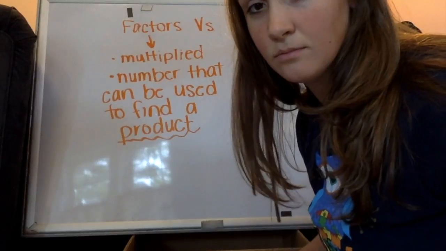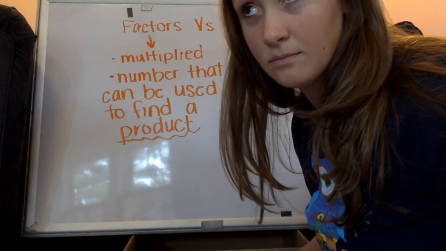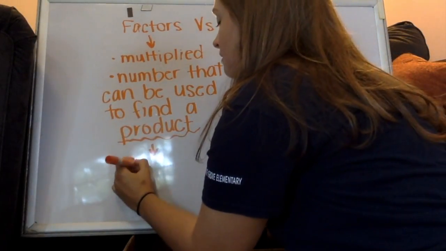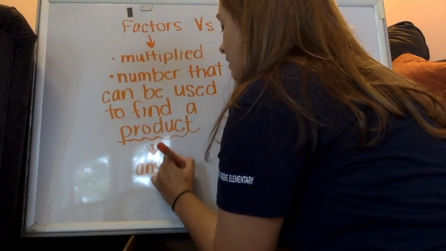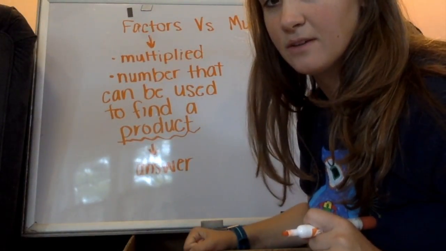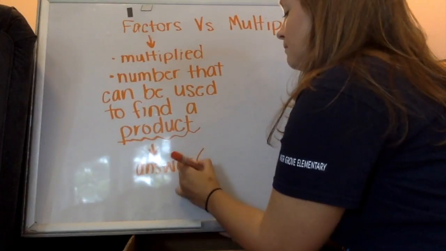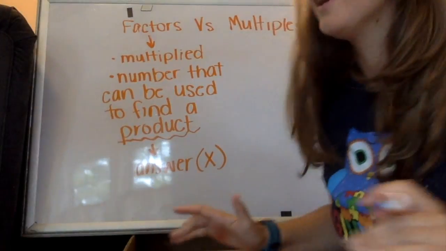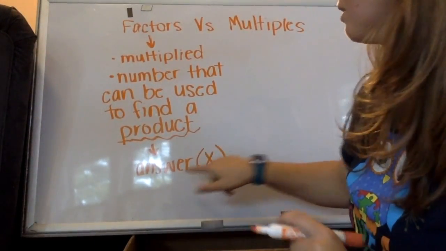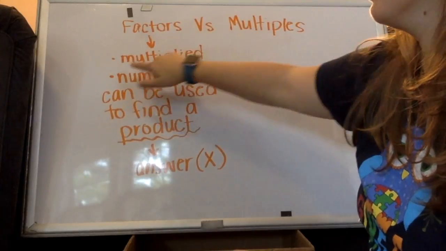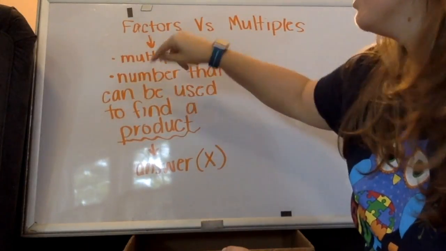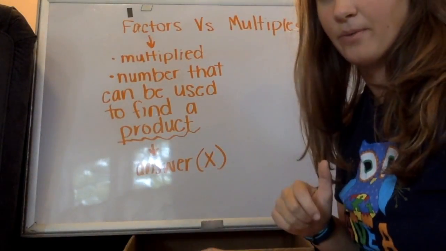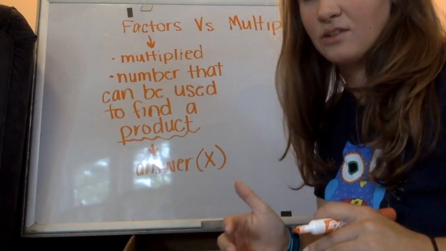What does that mean again? The answer. A product is an answer. But it's an answer to what sort of question specifically? A multiplication problem. Good job. Okay, so a product is an answer to a multiplication problem. And factors are the numbers that are being multiplied, and it's also a number that can be used to find a specific product, right? Because not all products have the same factors, right?